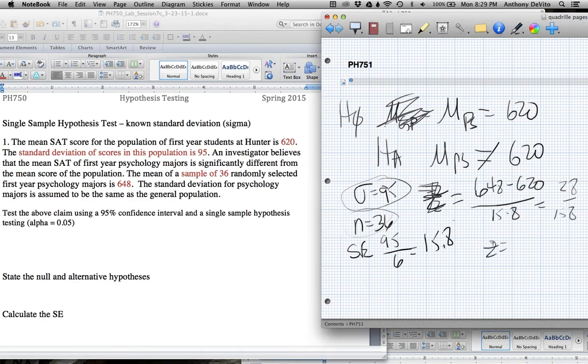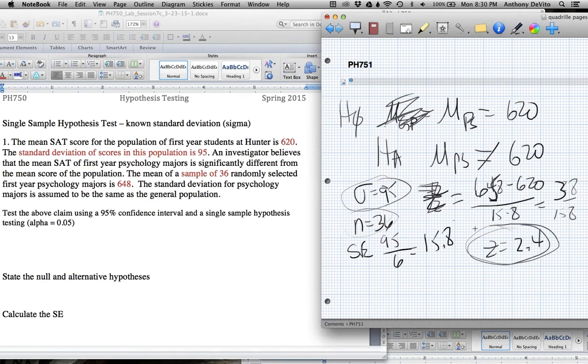So what's the z-score? 1.7. I'm going to change this. I don't like that. I'm going to make it 658. So this is 38. Now if it's 38, what's my z-score? I've got a reason for doing this cheat. 38 divided by 15.8, yep, 2.4.